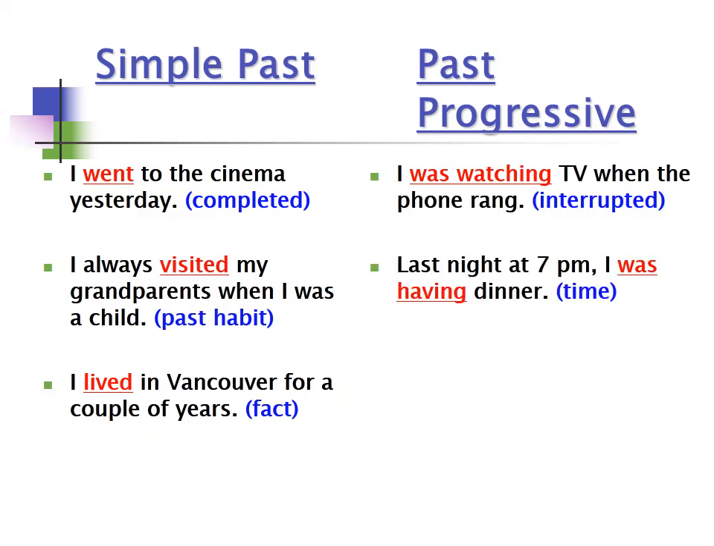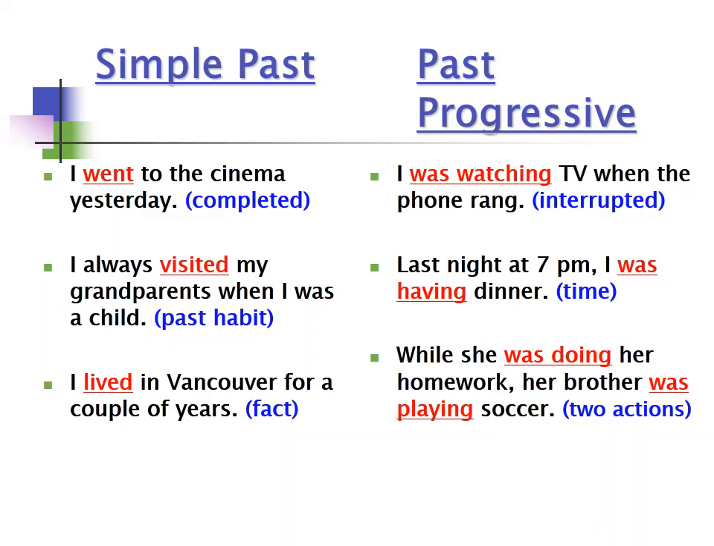Last night at 7 p.m., I was having dinner. That's an example of being interrupted by time. While she was doing her homework, her brother was playing soccer. 2 actions happening at the same time.